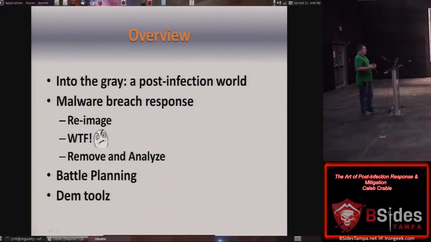So there are 3 general paths you can follow once your network is breached by a malware type infection. First is going to be reimage. Second, it's going to be WTF. The W can actually stand for what or why, in some cases a variation of both, like why. And third, remove and analyze, which is my preferred path, and the path I'll be diving into the deepest. So we're going to go over some battle plans, kind of a general guideline of what you should think about in terms of how can my organization be prepared?